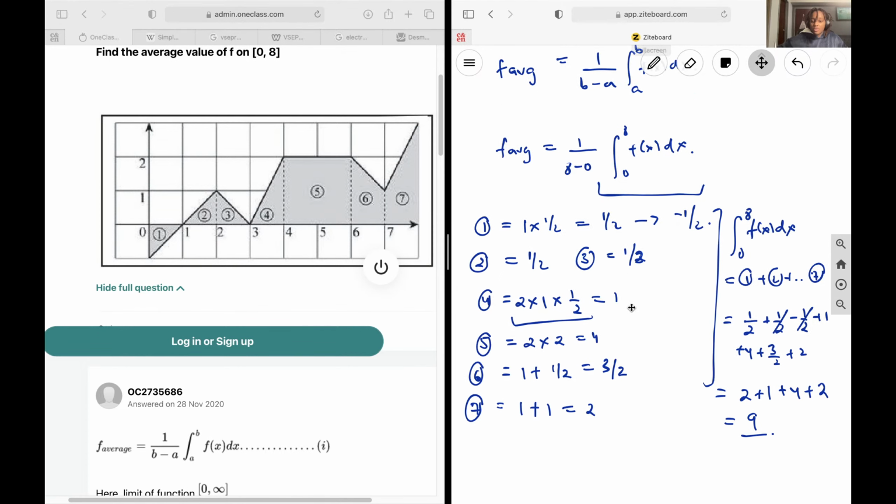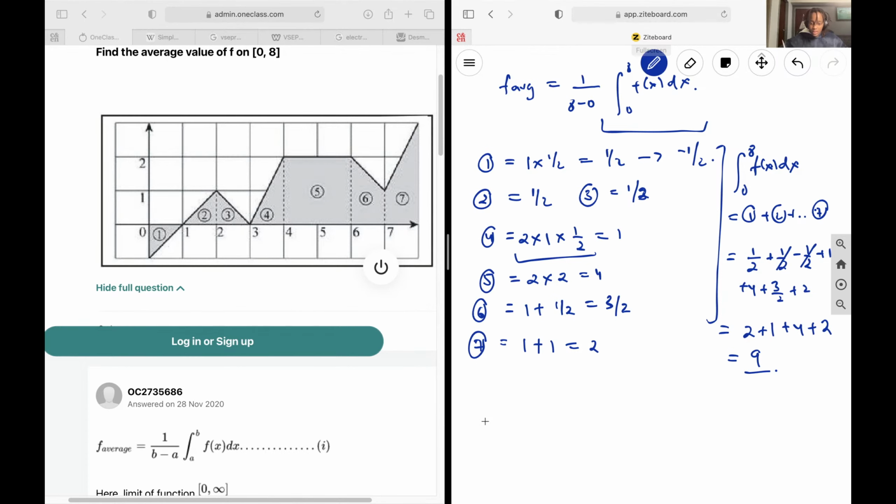And so now we're just going to plug this back into our formula up here. And we'll get that the average value of our function is 1 over 8 multiplied by 9. And this is going to give us 9 over 8. And that is going to be a final answer.